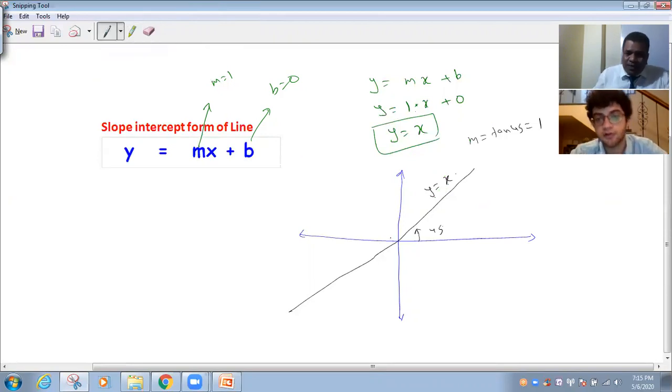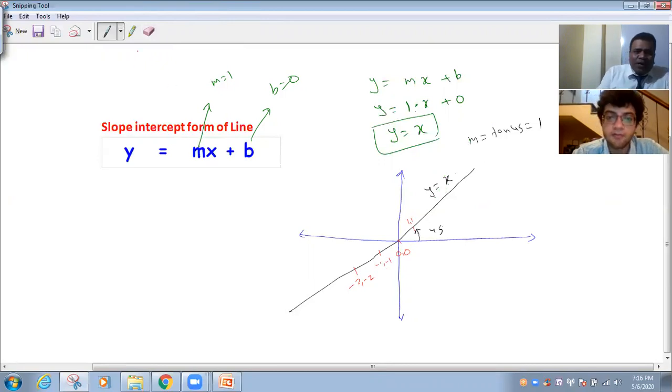Let me put some point, maybe this point. What is this point? 0, 0. What is this point? 1, 1. What is this point? -1, -1. What is this point? -2, -2. Means if you take any point on this line, x coordinate and y coordinate be always same.